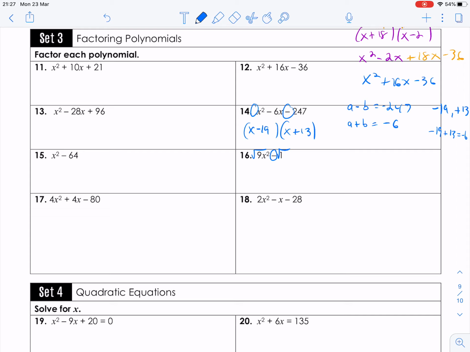So what we are going to do here is just that. Take the square root of 9x squared. Square root of 9 is 3. Square root of x squared is x. We put that on both sides. And then we take the square root of 1, which is 1, and 1. And then we have plus or minus. And that will give us our answer.